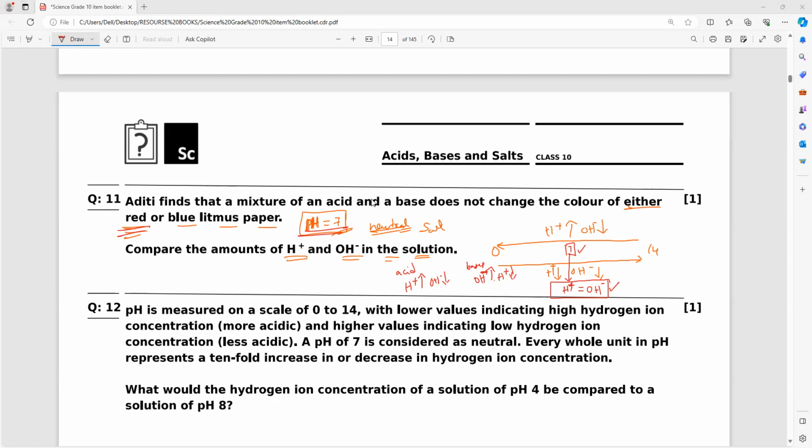So at pH equal to 7, what will happen, everybody? The amount of H plus ions is equal to the amount of OH minus ions. That is why the pH is equal to 7.